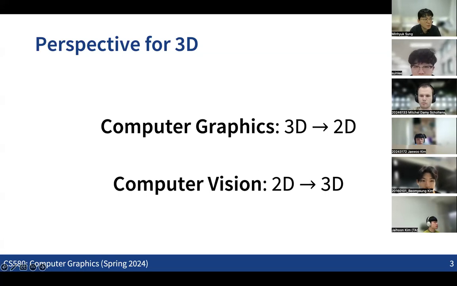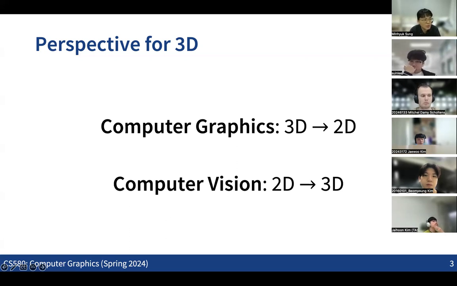But the perspective on 3D, especially from the computer vision aspect, is more about how we reconstruct 3D from observations of real scenes captured as 2D images. So when you have a collection of 2D images captured from different viewpoints in the real scene, the question is how we are going to reconstruct the 3D from the observation of the real scenes. You can see that this is the quite opposite direction. Graphics focuses on 3D to 2D, 2D rendering, but the vision perspective is about 3D reconstruction from 2D, 2D to 3D.